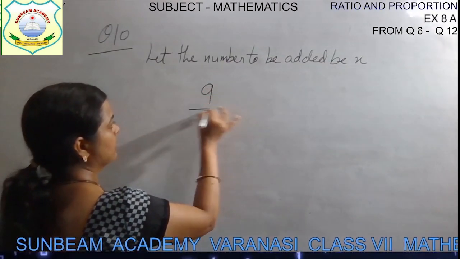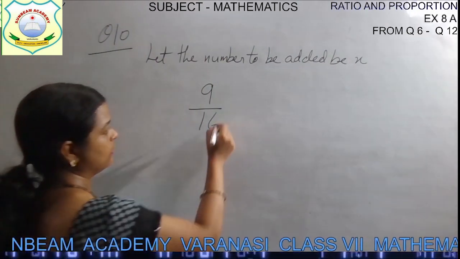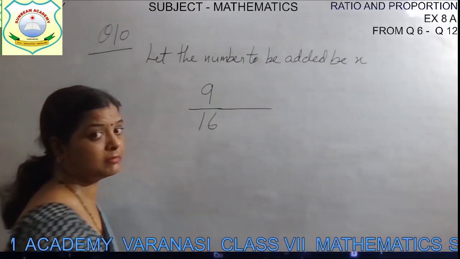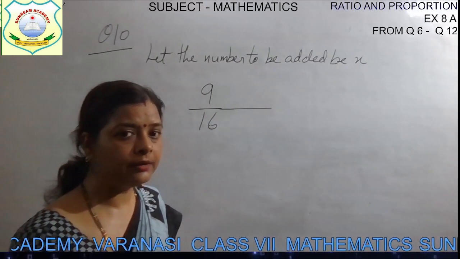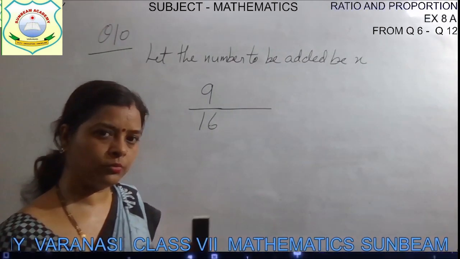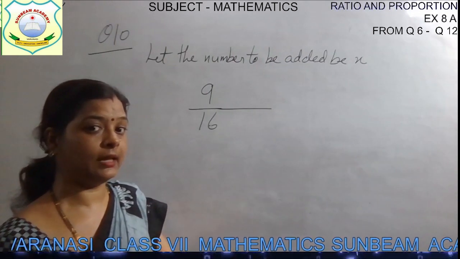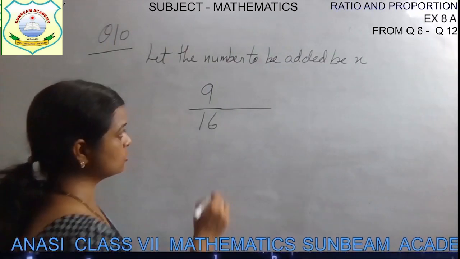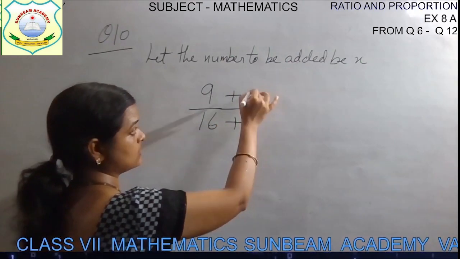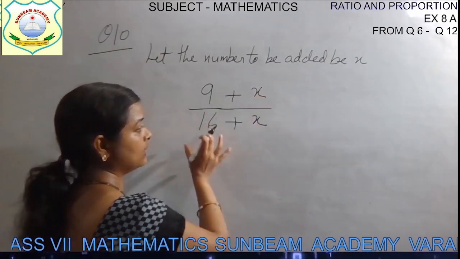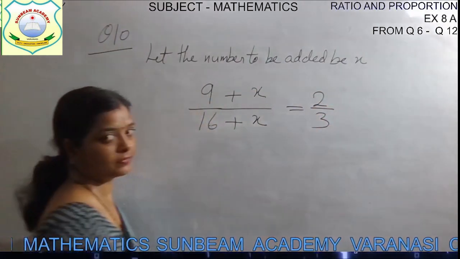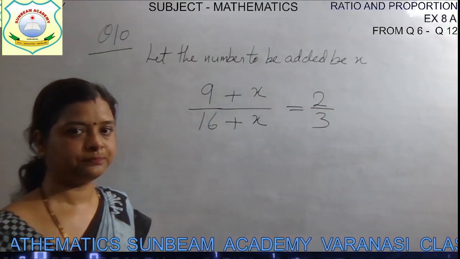That ratio is 9:16, and we have to add a number, only one number, that is x. We have taken that number as x. We don't know that number, children. We can't write that add 1 and 1 in both, or add 5 and 5 in both. No, we can't guess. So let that number be x. In both the terms we have to add the same number, that is x, and after adding, the result we obtain will be 2:3. Clear?